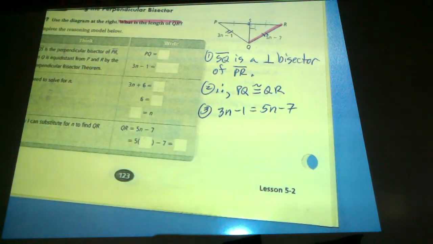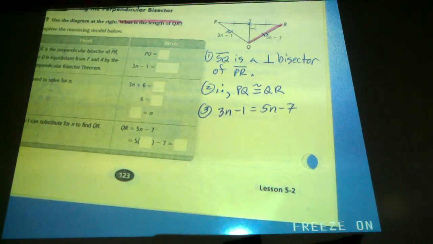Find the value of n, and then answer the question. So you finish it up now.